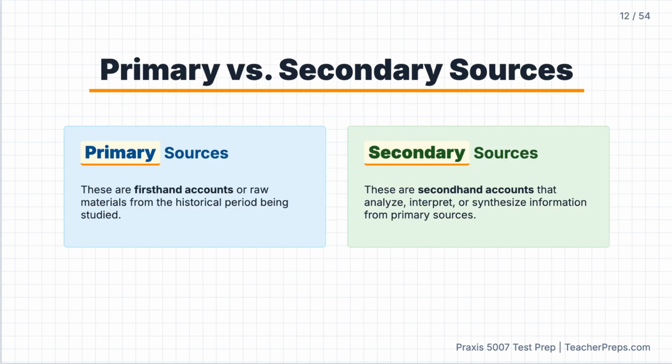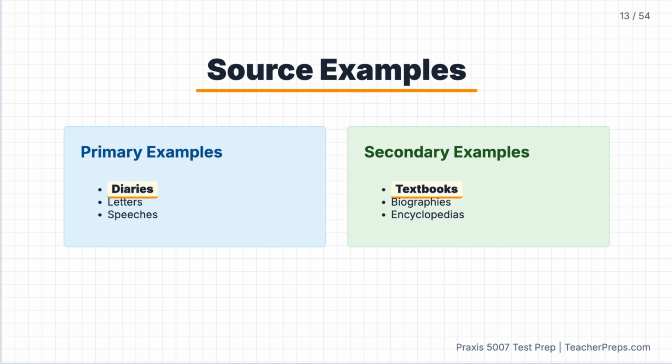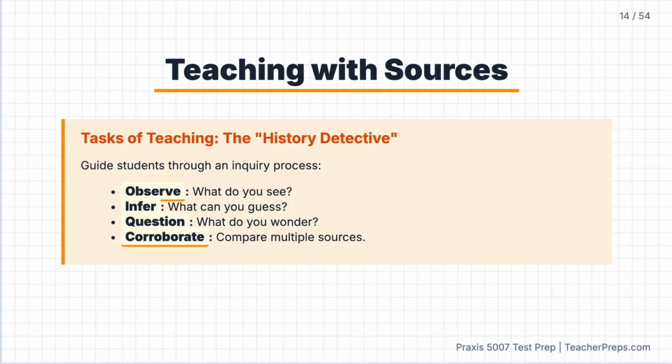So, a key distinction for your exam is understanding the difference between primary and secondary sources. Remember, primary sources are first-hand accounts, whereas secondary sources analyze the primary accounts. Next up, let's talk about source examples. First up, a diary would be a primary source, while a textbook that discusses the diary is the secondary source.